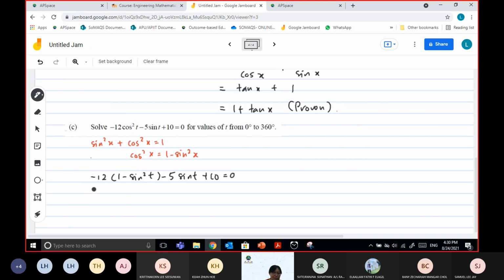Then we simplify this. So we have negative 2 sine square t, then minus 5 sine t. So we have negative 12 plus 10, which is minus 2. Okay, can we factorize this, students?